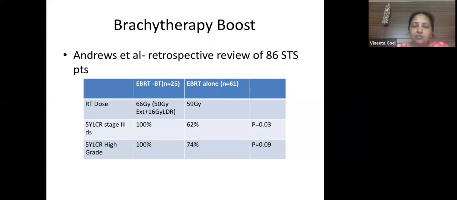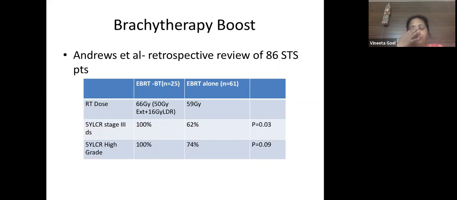Now, this is a small study from MD Anderson by Andrews et al. It is a retrospective study of around 86 patients who were treated with either a combination of EBRT and brachytherapy or EBRT alone. The radiation doses used were approximately 60 gray for EBRT alone, and in the EBRT and brachytherapy arm, external RT was 50 gray and 16 gray was delivered with LDR brachytherapy. The 5-year local control rate was 100% in the arm receiving EBRT and brachytherapy as opposed to 60% in the EBRT alone arm. For high-grade sarcoma specifically, the 5-year local control rate was 100% as opposed to 74% with EBRT alone.